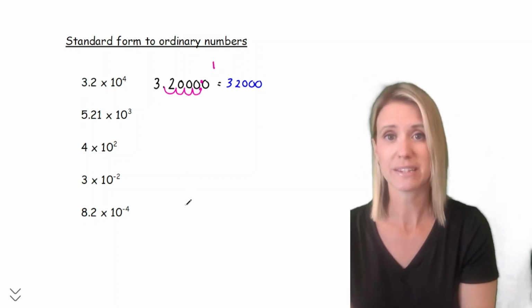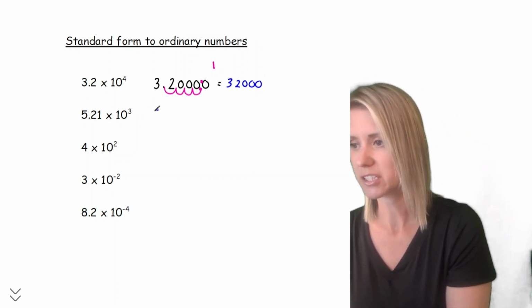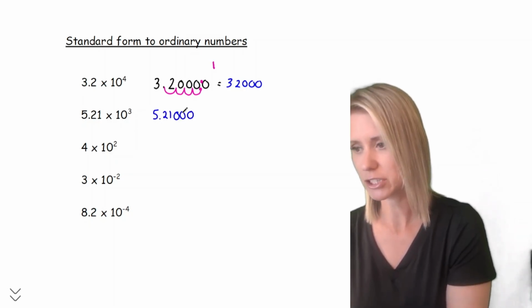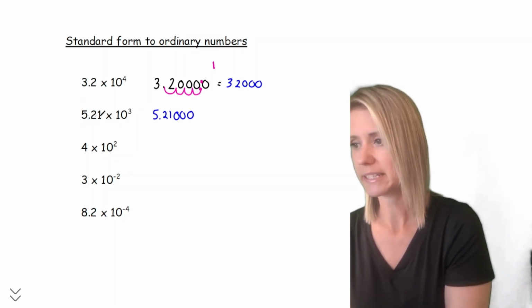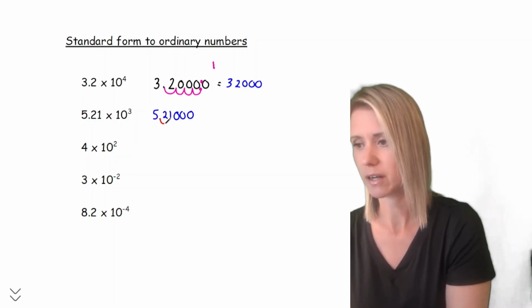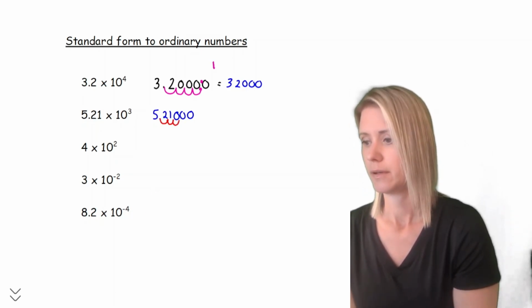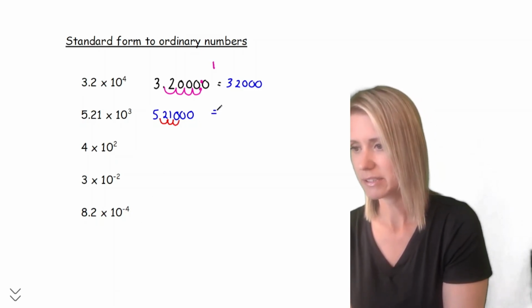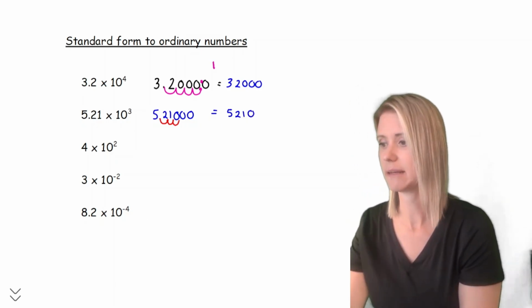And I recommend doing the same for each one. So we're starting with the number 5.21. You can write as many zeros as you need to after, and that decimal point is moving 3 times. The number is getting bigger. It's being multiplied by 1,000. So my decimal point is now here. So it is 5,210, and keep going.